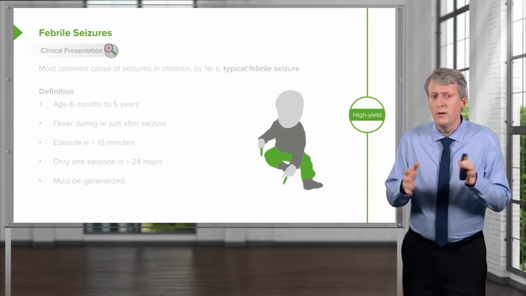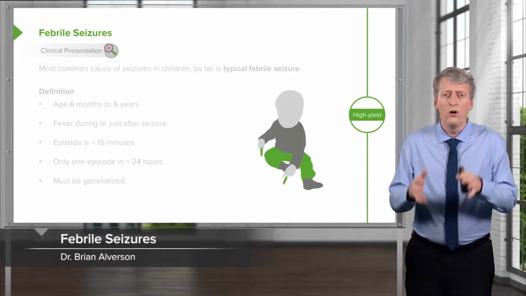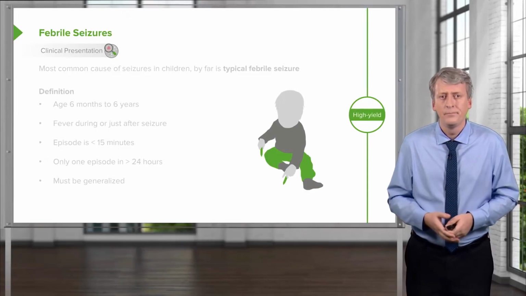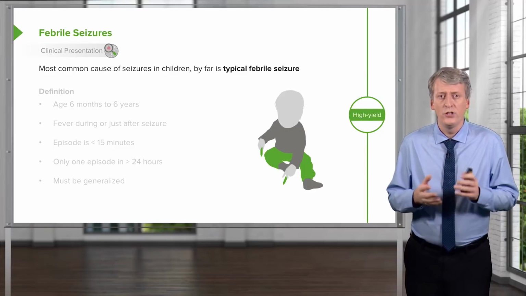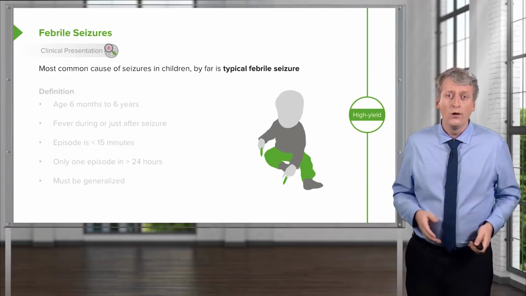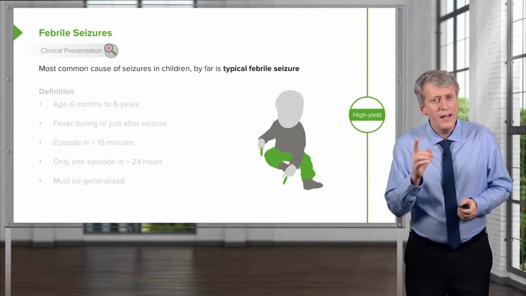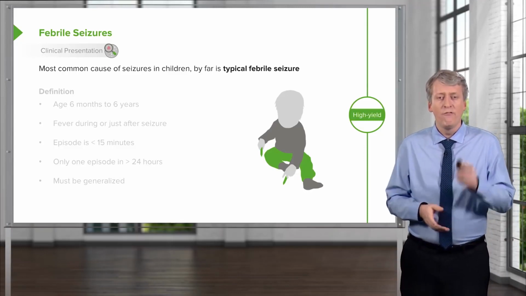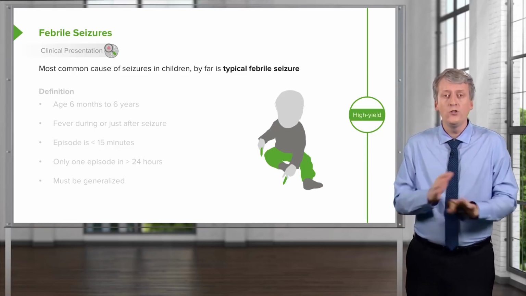The last very benign type of seizure I'll discuss is febrile seizures. These are incredibly common. This is the most common cause of seizures in children, and it's by far. And it's the typical febrile seizure. We define a typical febrile seizure for a very good reason, and that's because if you detect it, you need to do no workup at all.